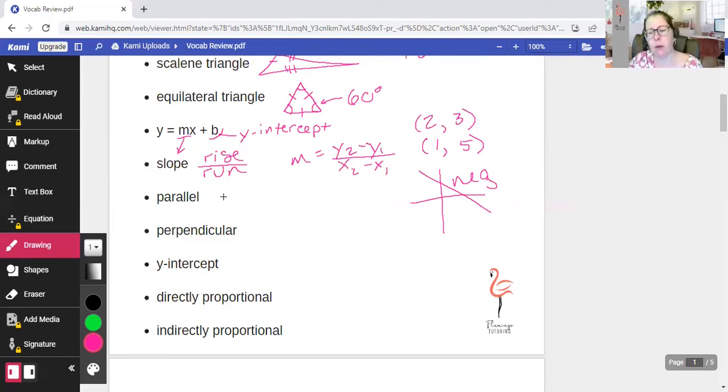Next, parallel and perpendicular. So this is more about slope. When we have two lines that are parallel, that means they do not touch, and that means they have the same slope.